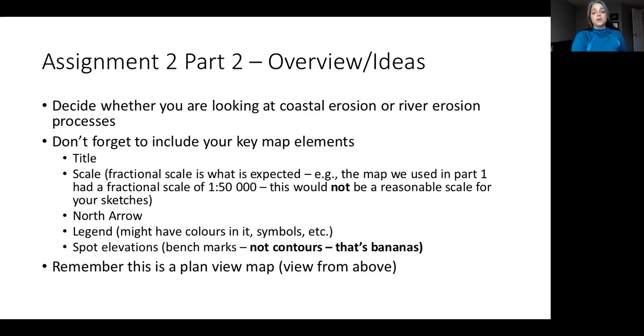You need to decide whether you're looking at coastal erosion or river erosion processes, and maybe look through the lecture notes on that, as well as the chapter readings associated with those processes. Pick one of those, and that's what you're going to do your 3 or 4 or more plan view sketches on. Then on each of your sketches, make sure you include the key map elements that I'm asking you to have on those sketches.